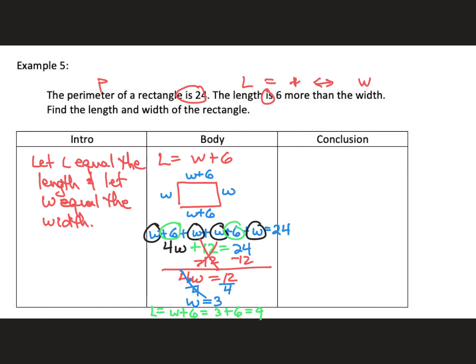Now let's put everything together. We're going to say the width, that's the W one, right? The width is 3, and we weren't given any units, so we're just going to put units in there. We're going to say 3 units. And the length is 9 units.